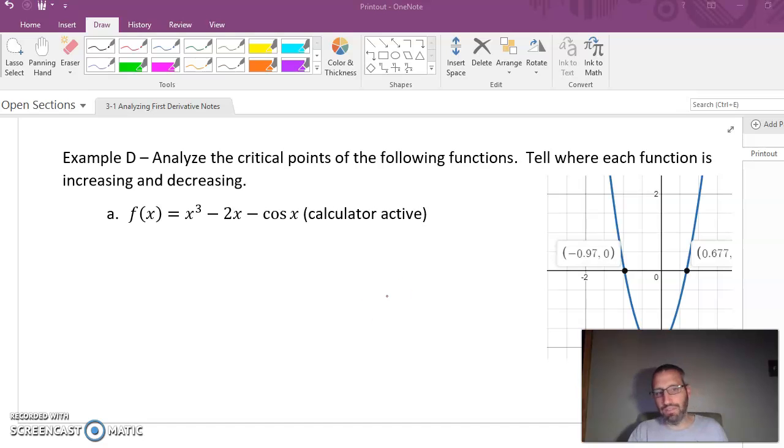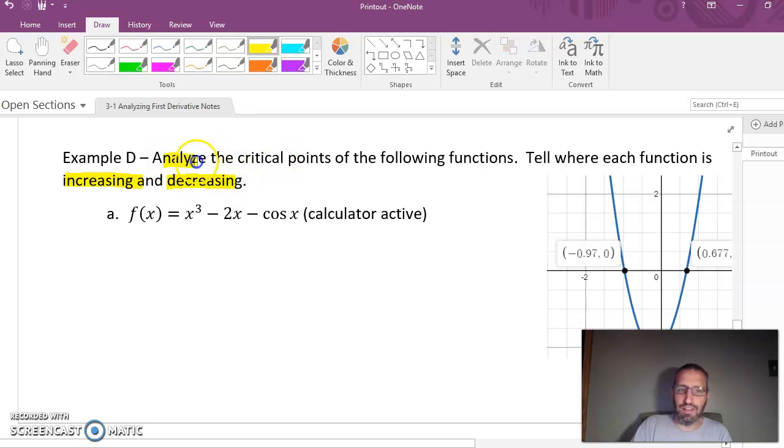Now, we can graph this as is in your graphing calculator. But because I'm going to do things like increasing and decreasing and analyzing critical points, I know that that's a first derivative level analysis. So what I'm going to do is take the derivative first. And so f prime of x is going to be 3x to the second minus 2, and the derivative of negative cosine is positive sine of x.